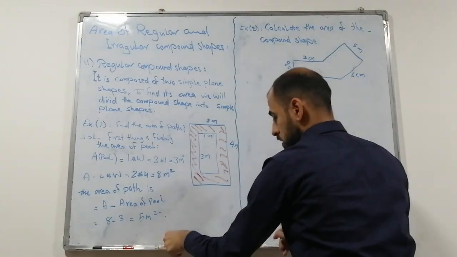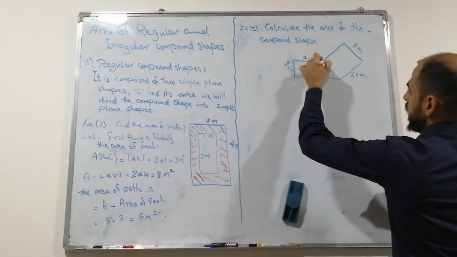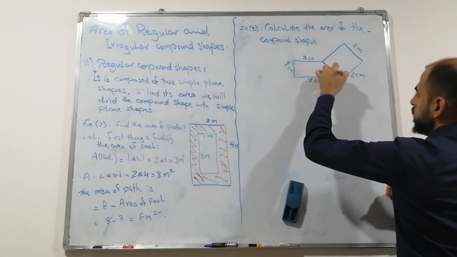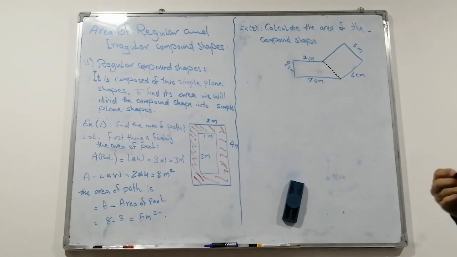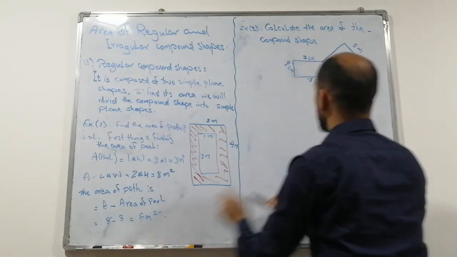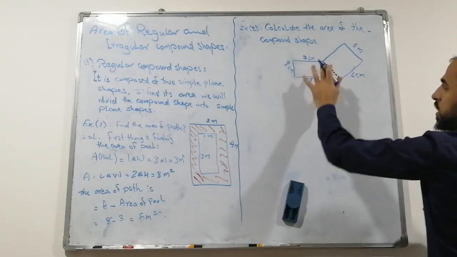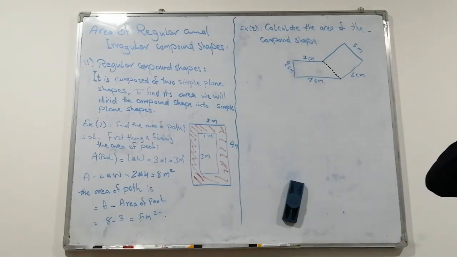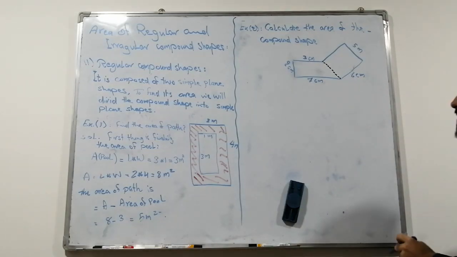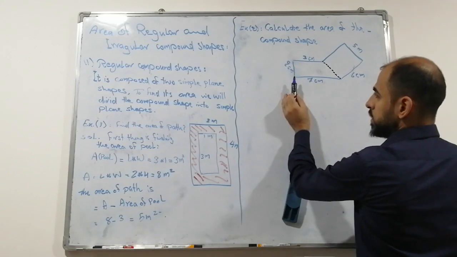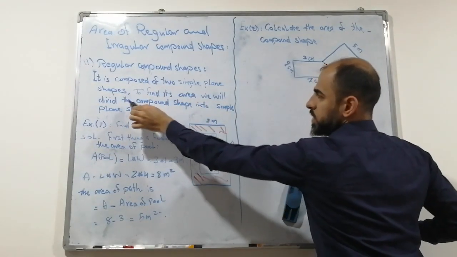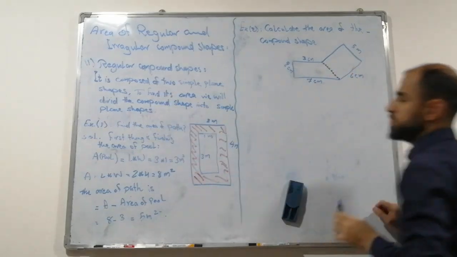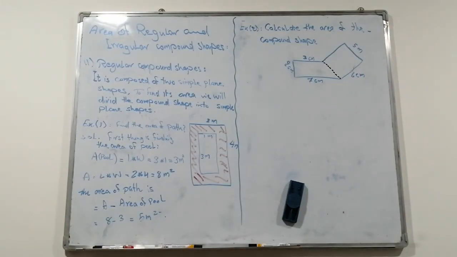Here, if we put a 9 here, we divided the shape into the compound shape. We divided this compound shape into 2 simple shapes. Okay? As we say in the definition, we will divide the compound shape into 2 simple shapes, so we can calculate its area.